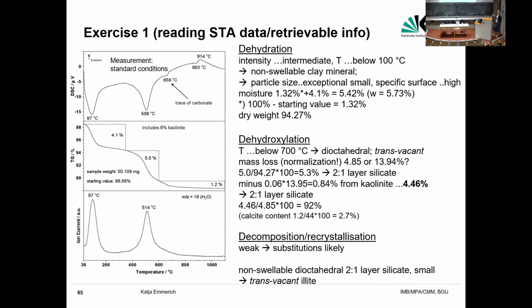But now you see here that you have to consider the weight loss due to the dehydration to normalize all the weight losses that follow the dehydration. Starting value, difference to 100% plus the 4.1% loss during the dehydration result in the dry weight. Dry weight is then 94.27%. This dry weight we use to normalize the two other mass losses.